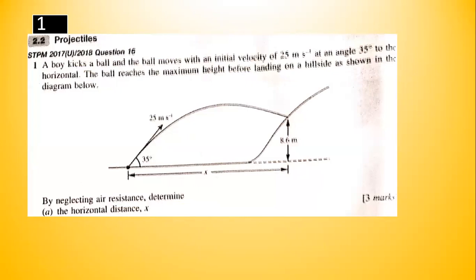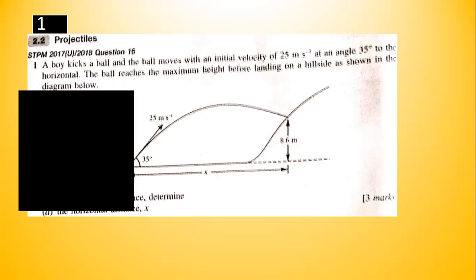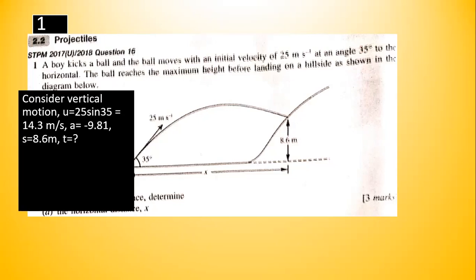Okay, we have the S is 8.6 meter. You have the initial velocity U is 25, and the inclination angle 35. So 25 cos 35. Yeah, you cannot calculate x yet. You don't know the time, so you have to calculate the time first. Oh yeah, we cannot simply do 25 cos 35. We need the time also. You have to calculate the vertical motion first.